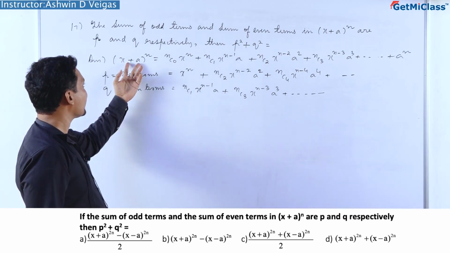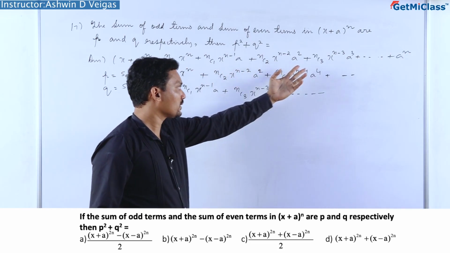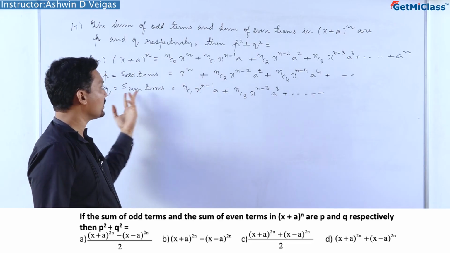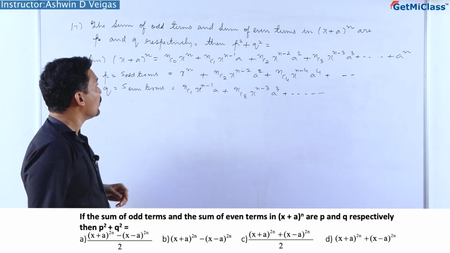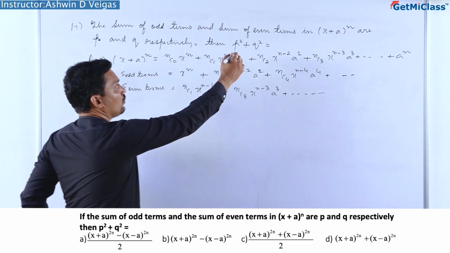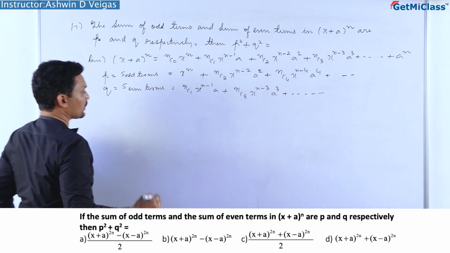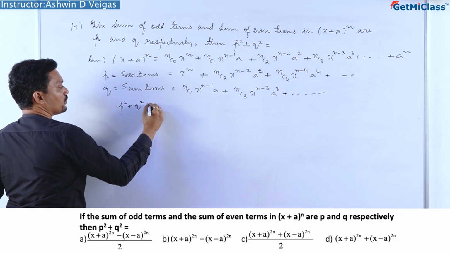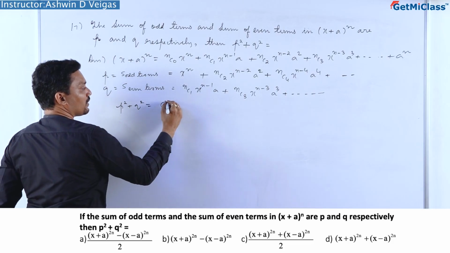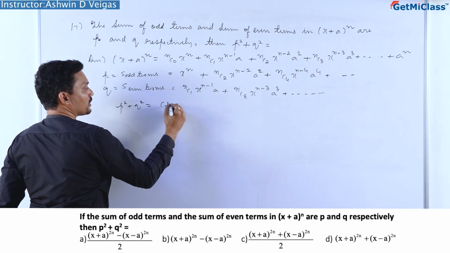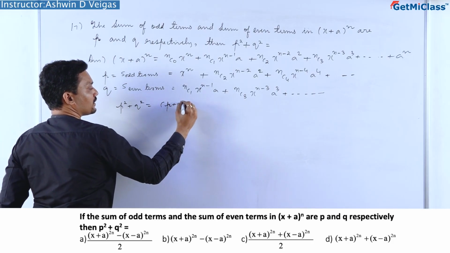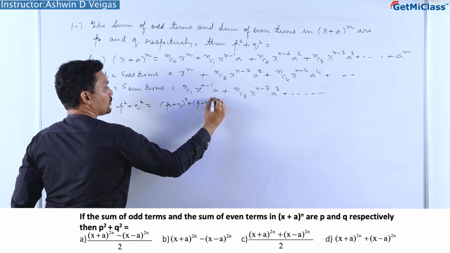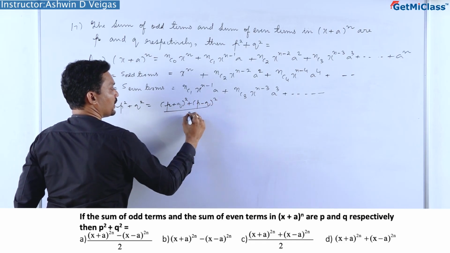So, once we write the expansion of (x + a)^n, odd terms are written, even terms are written. Okay. Now, how to find p² + q²? To find p² + q², we will use a simple formula from algebra. p² + q² can be written as ((p + q)² + (p − q)²) divided by 2.